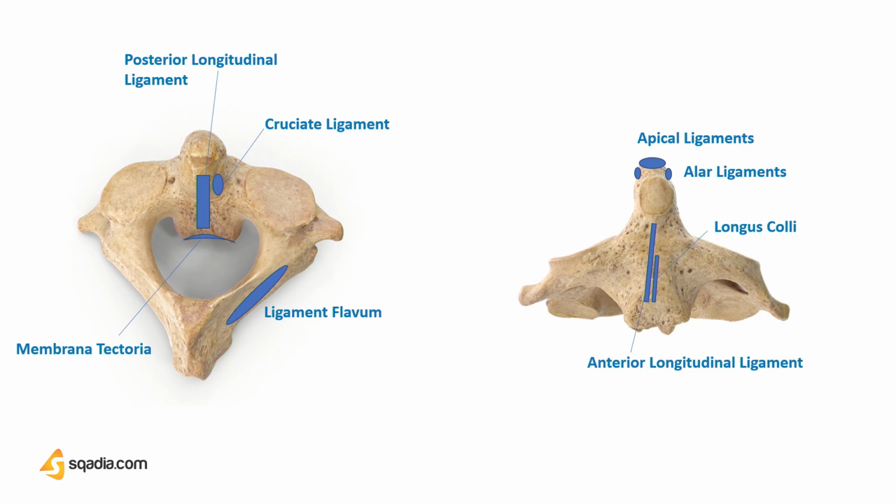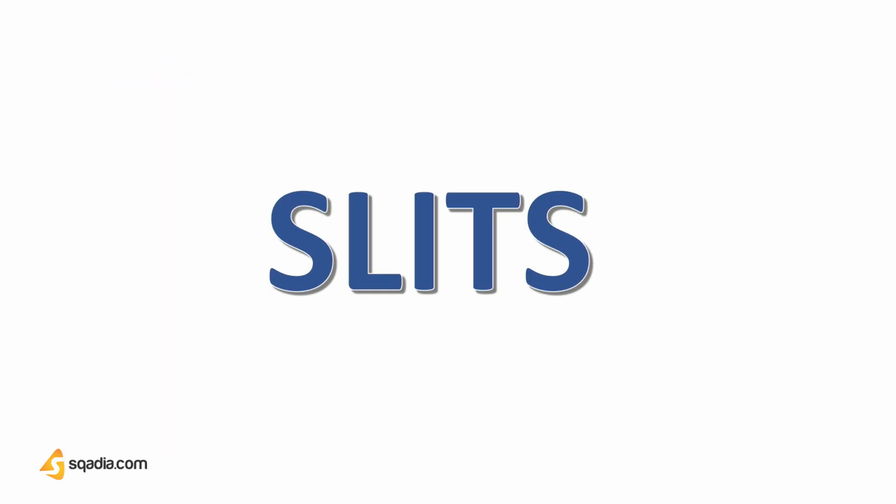The tubercle of the transverse processes has the attachments of levator scapulae, scalenus medius anteriorly, and the splenius cervicis posteriorly, and intertransverse muscles. You can remember these by the mnemonic SLITS. S stands for scalenus medius, L stands for levator scapulae, IT stands for intertransverse, and S stands for splenius cervicis.